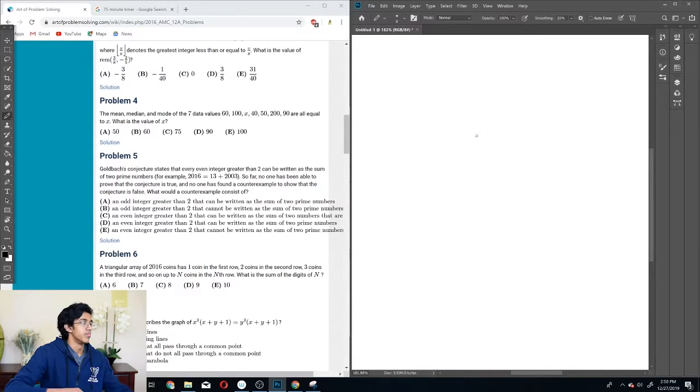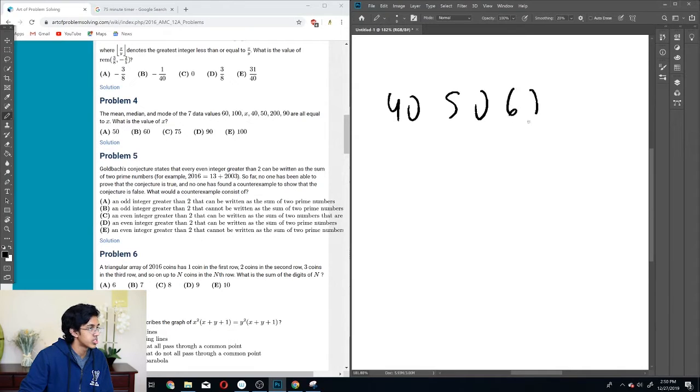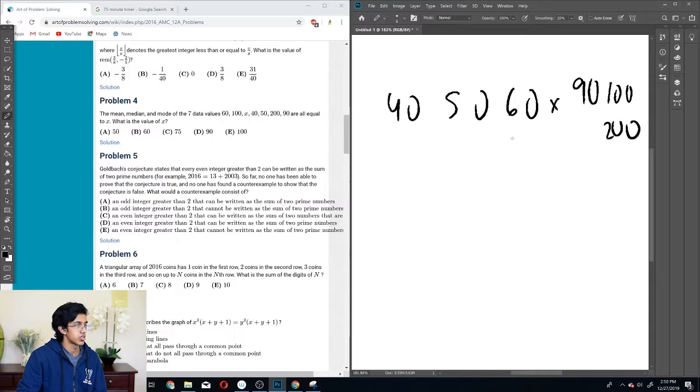Okay. Alright, mean, median, and mode of 7 data values, 60, 100, x, 40, 50, 200 are all equal to x. Okay, so median, so let's do it in order. So 40, 50, how many numbers? 7 numbers, so it would be 60, x, 90, 100, 200. And we basically want the mode to be x. How do you make the mode? Okay, so would it have to be 60? Because then if 60 and 60 is also the median, would that work?